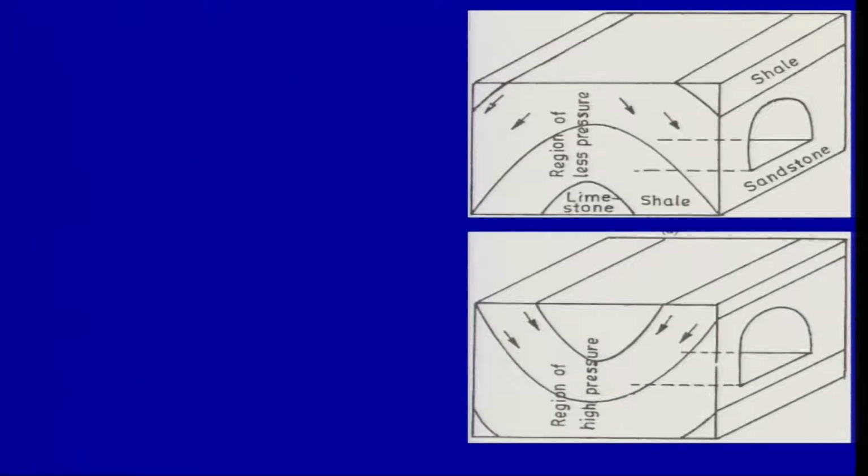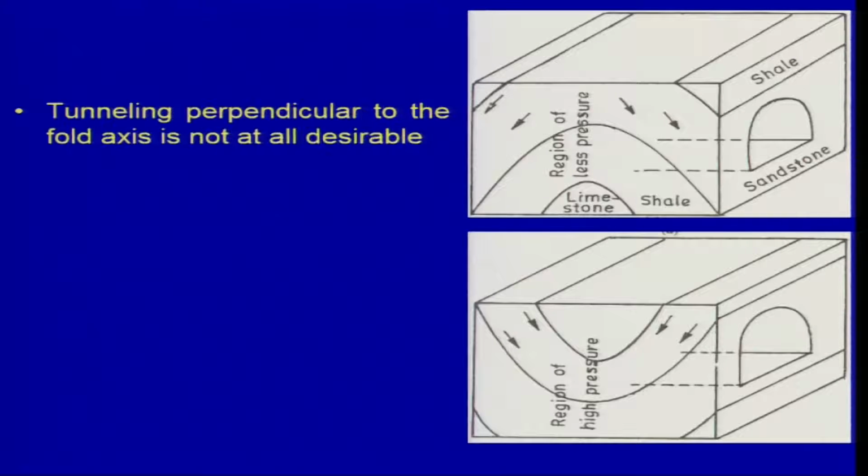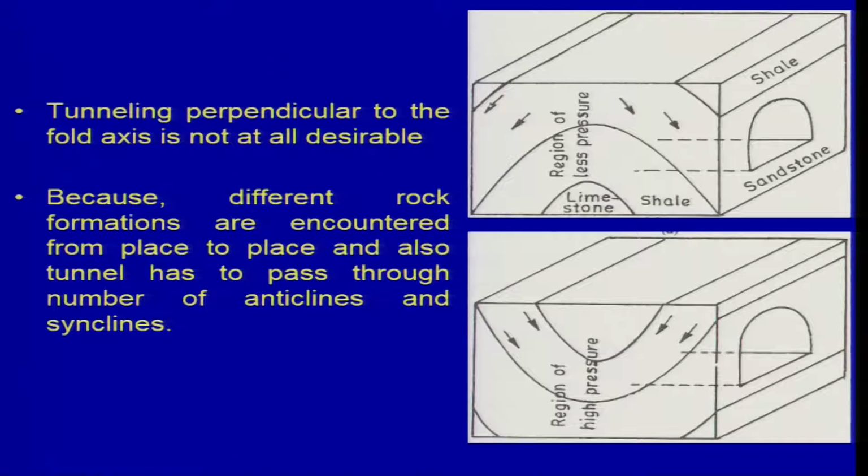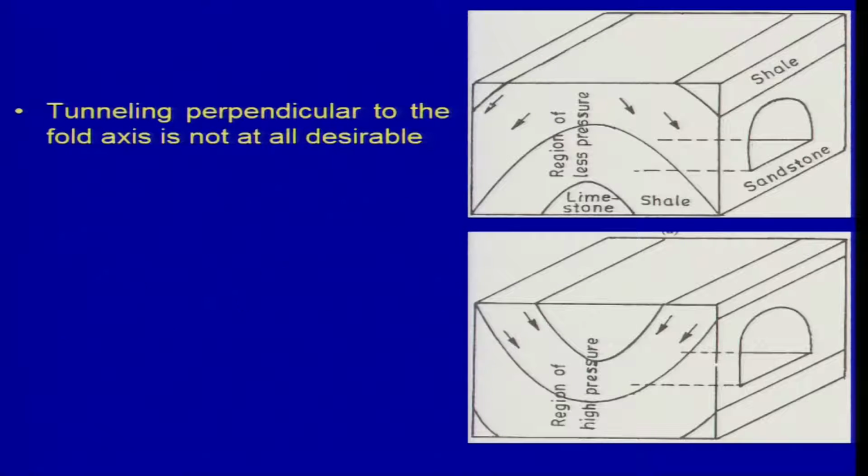In terms of syncline or anticline, this is not advisable at all. Tunneling perpendicular to the fold axis is not desirable, because of the different rock formations we will encounter from place to place, with different shear strength. The best option is to identify a thicker bed or thicker limb, which can be taken into consideration, and it is most ideal to put the tunnel there.